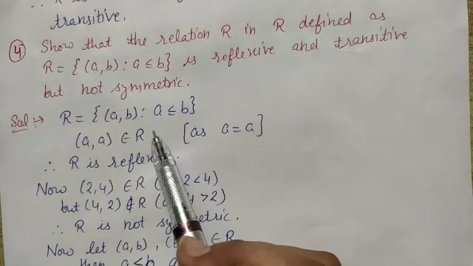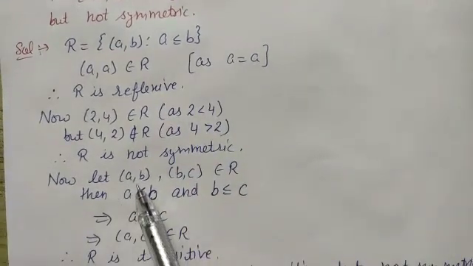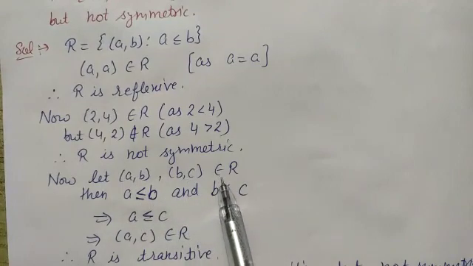Here we will take either case: a is less than b or a equals to b. Now let (a, b), (b, c) belong to R.